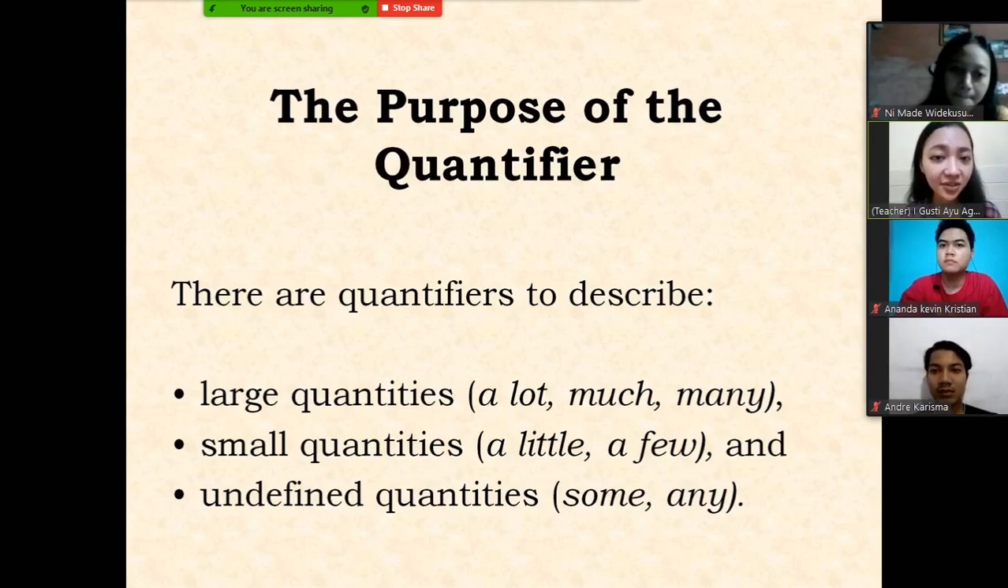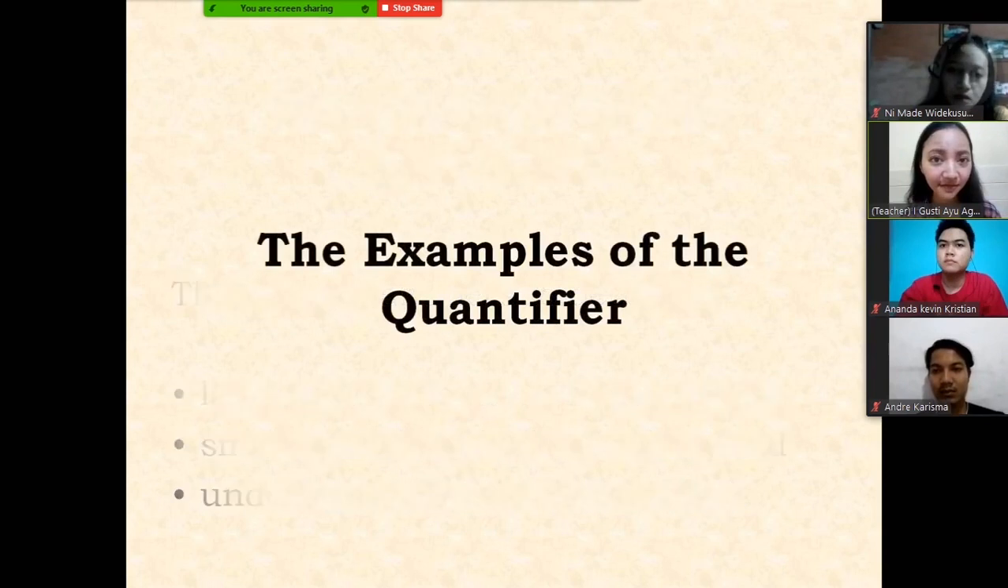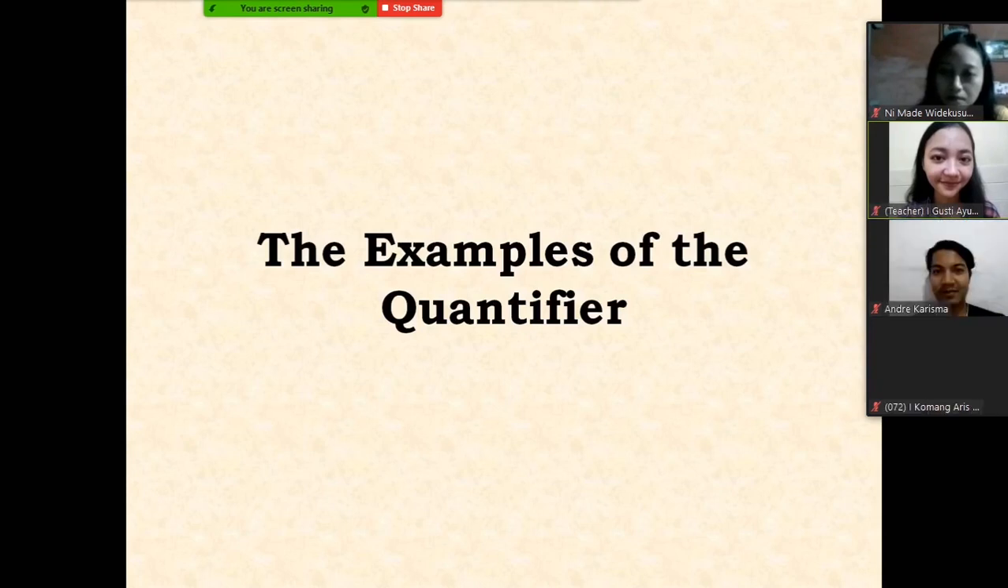There are three purposes of quantifiers. The first one is to describe large quantities, which are a lot, much, and many. The second one is to describe small quantities. We can use a little and a few. And the last one is to describe undefined quantities. We can use some and any. The examples of quantifiers will be explained by Mr. Kenny. Mr. Kenny, the time is yours. Okay, thank you, Mrs. Bintang.